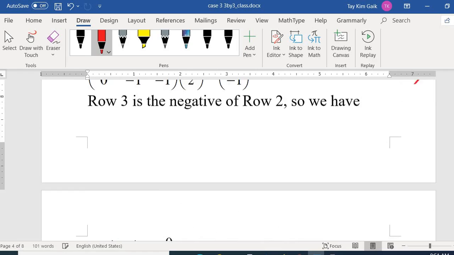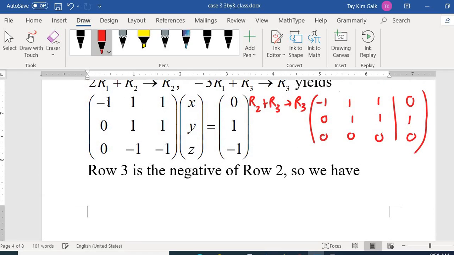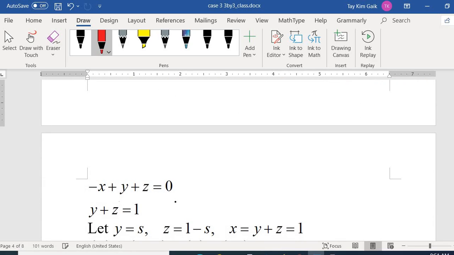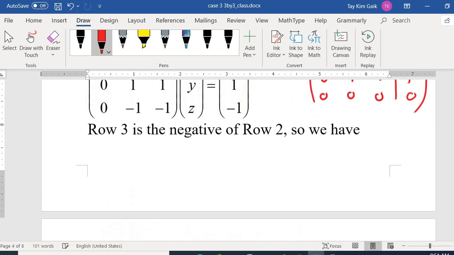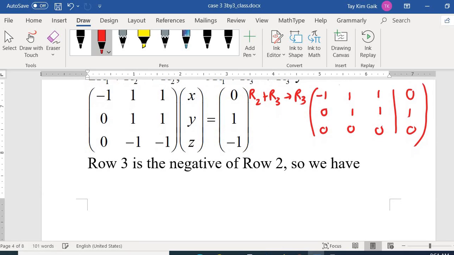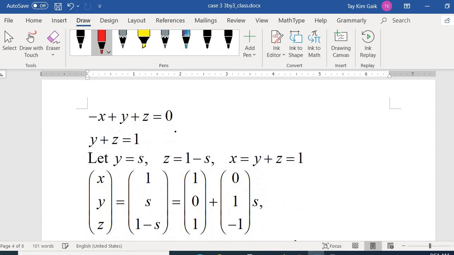From these 2 equations, you can read back: negative x plus y plus z equal to 0. And then from the second equation, y plus z equal to 1. The difference with step 2 is here: in step 2, y plus z was equal to 0. So you plug in y plus z equal to 1 here. You have negative x plus 1 equal to 0. That's why x equals 1.